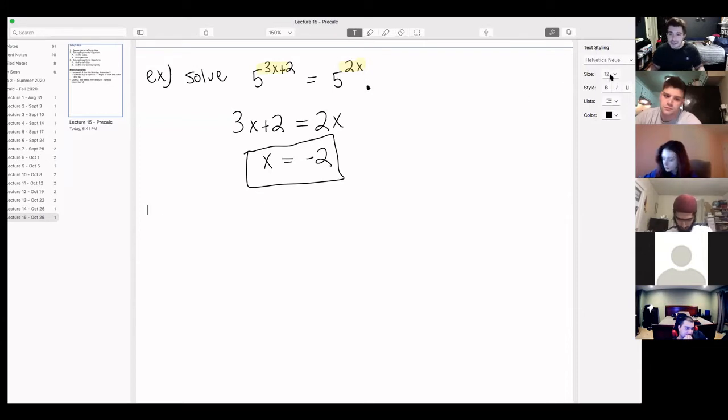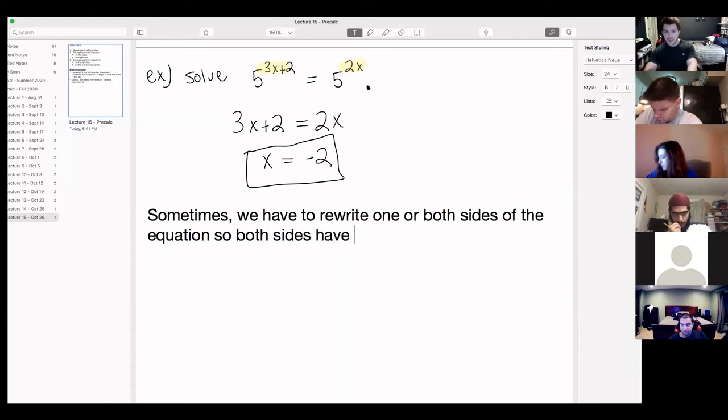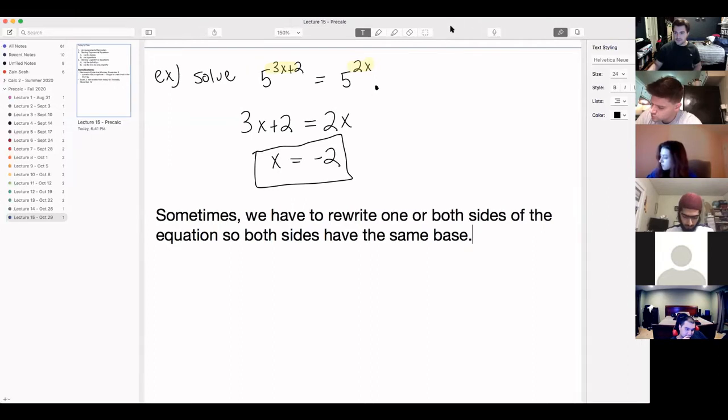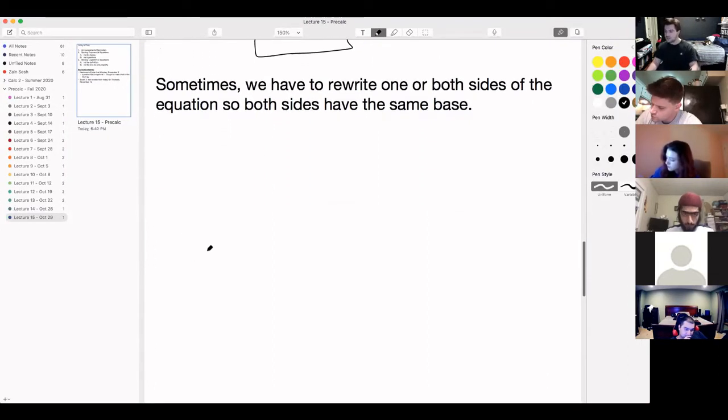It's not letting me change the font size. I don't know why. There we go. Okay, so sometimes we have to rewrite one or both sides of the equation so both sides have the same base. Okay, so that's doable. So let's do an example. Okay, so here we go.